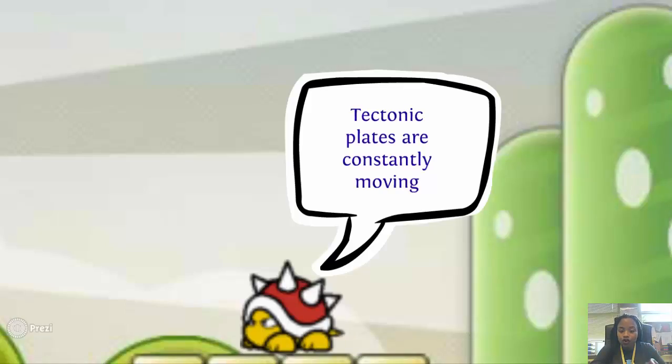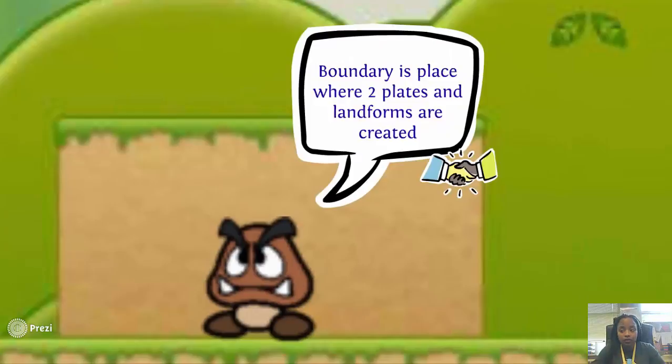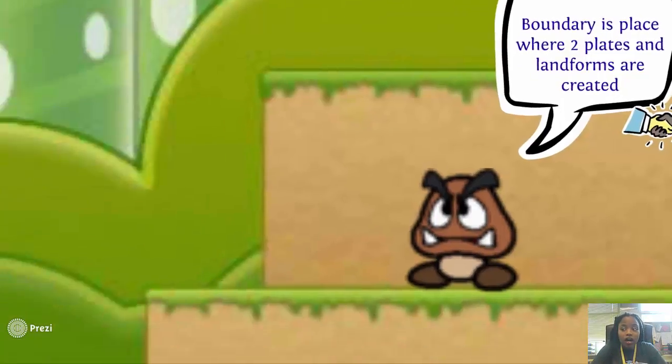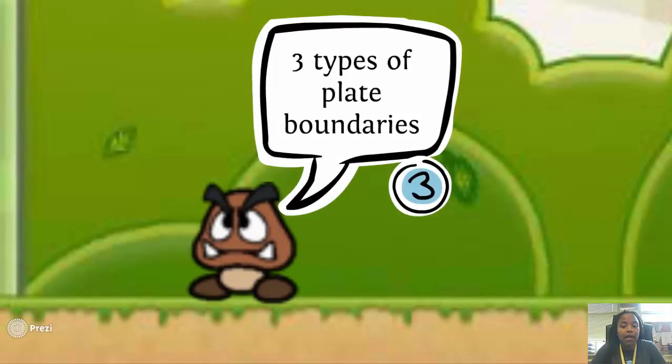Did you pause it? You sure? Great job. All right, now that we've discussed what plate tectonics are, we're going to discuss what plate boundaries are. Plate boundaries are the place where tectonic plates meet or interact. All right, at plate boundaries, landforms are created. There are 3 types of plate boundaries. How many? 3. Great job. All right, let's go ahead and pause the video and fill that in your notes now.